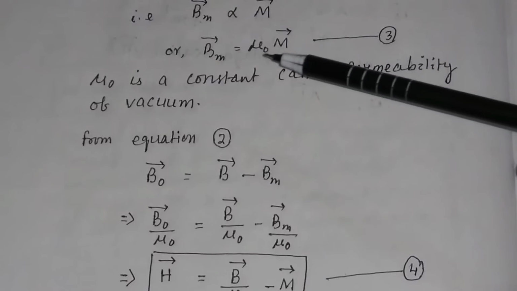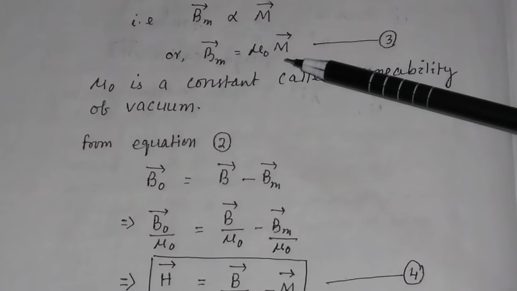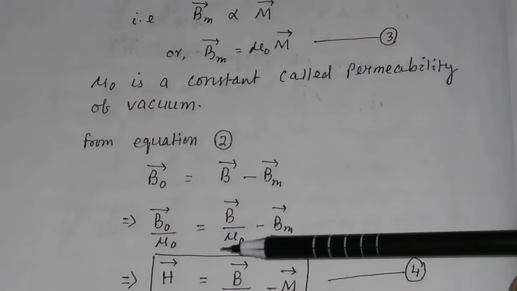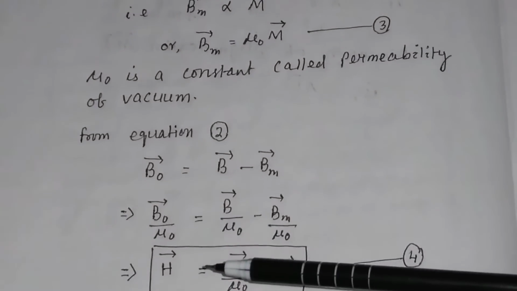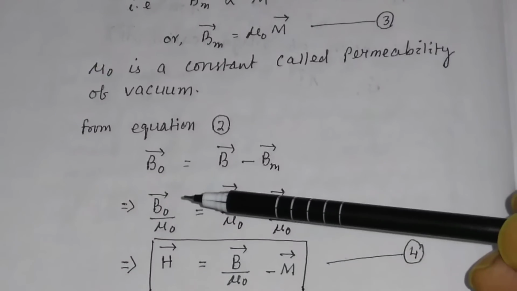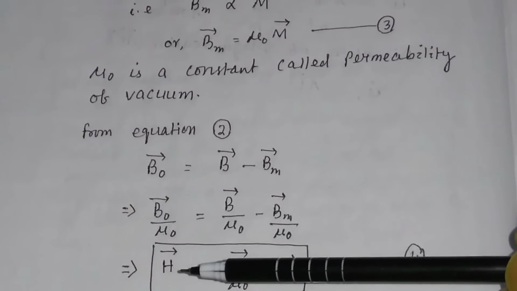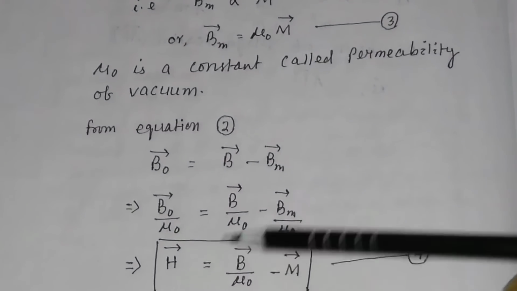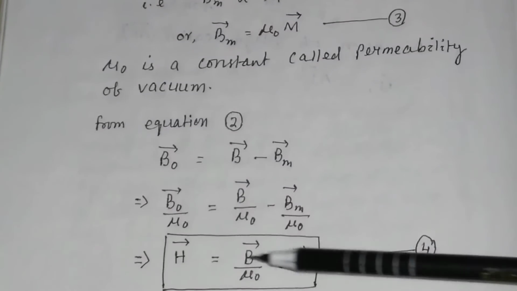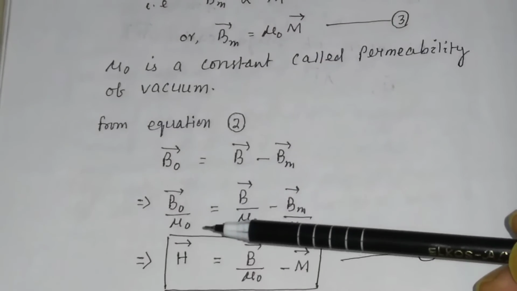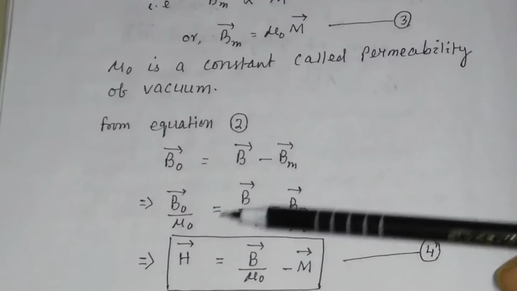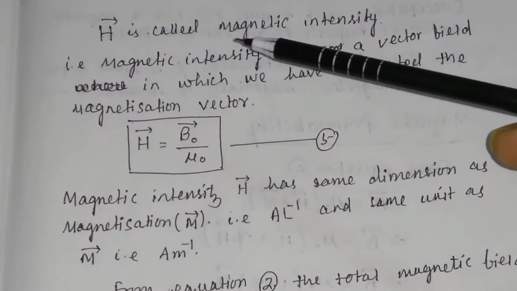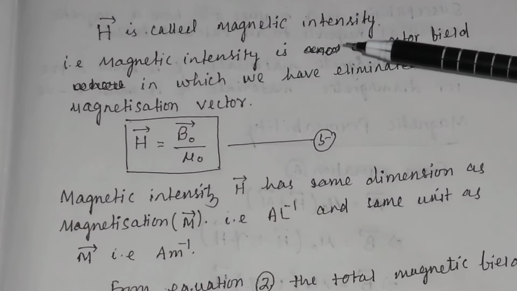From equation 3, Bm by mu0 is M, that is the magnetization of the material. So H will be equal to, we take B0 by mu0 as H. So B0 by mu0 is equal to H, that is B by mu0 minus M. Here H equal to B0 by mu0 is called magnetic intensity. So we define a new term H called magnetic intensity.